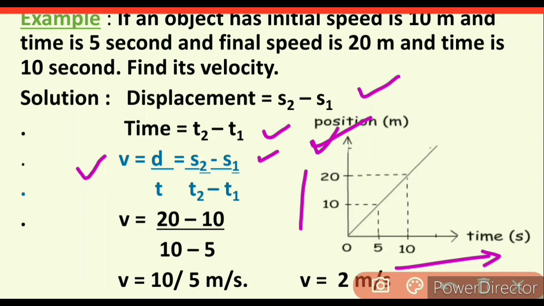Put these values in this formula. V equals final position 20 minus initial position 10, upon final time 10 minus initial time 5. So V equals 10 upon 5 meters per second. So the velocity we get is 2 meters per second. That means the object covers 2 meters per second in equal intervals of time.